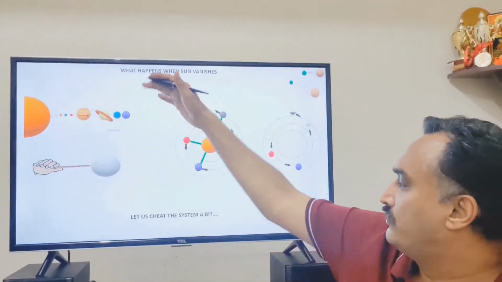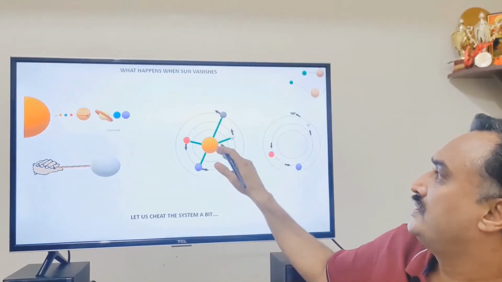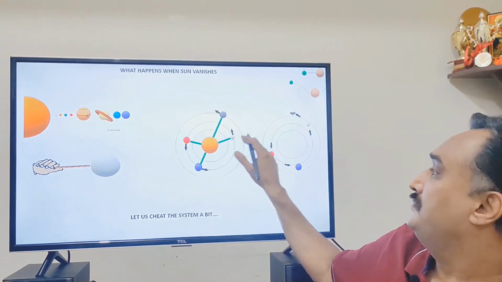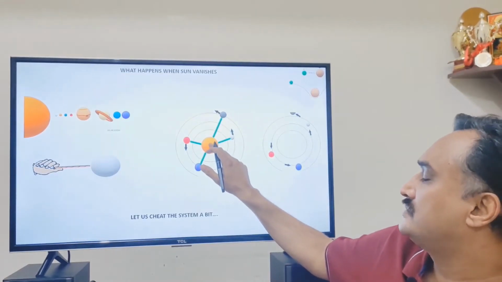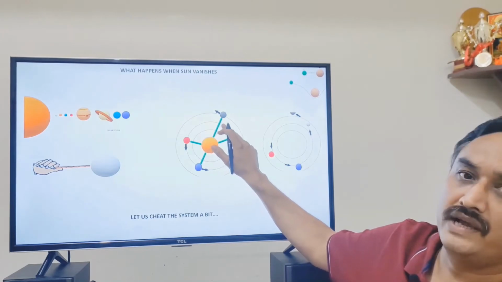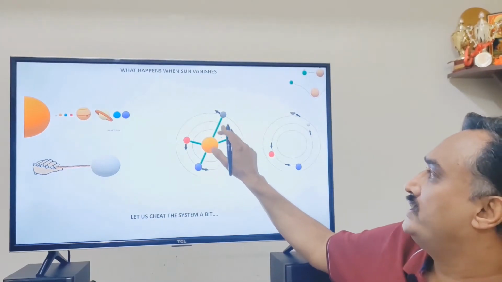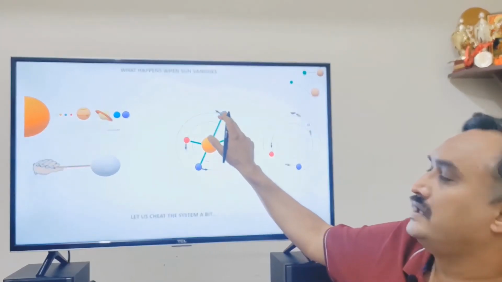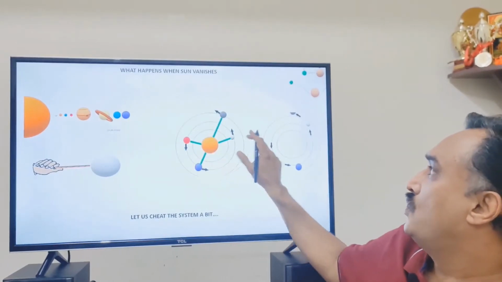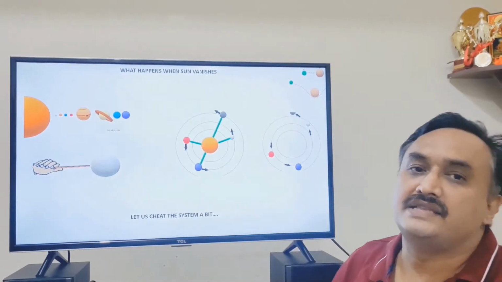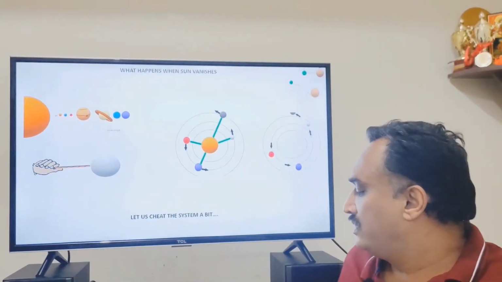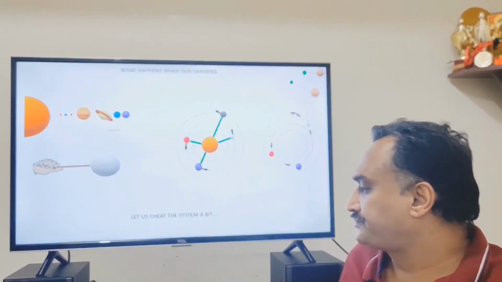And when you look from the top, this is what the view is. So you remove the sun. Generally it is said that when you remove the massive mass, you are removing the gravity or the influence also. When there is no gravity or influence, all these planets would escape the solar system in a direction tangential to their orbits.